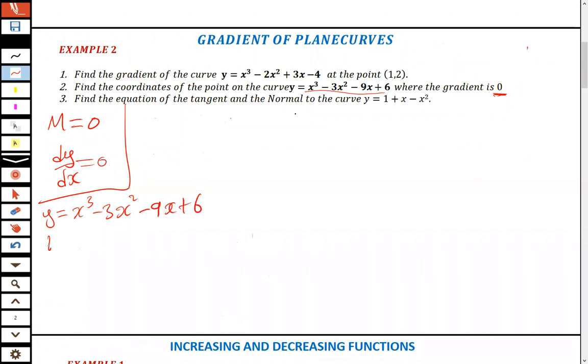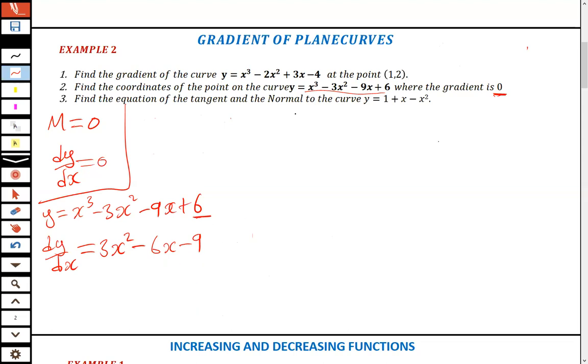So to find dy dx of this function, we simply differentiate it in the same way we differentiated the first one there. When you differentiate x to the power 3, we get 3x squared. And when you differentiate negative 3x to the power 2, this will give us negative 6x, and then when you differentiate negative 9x, you just get negative 9. Then when you differentiate a constant, the answer is 0, so you can just leave it.